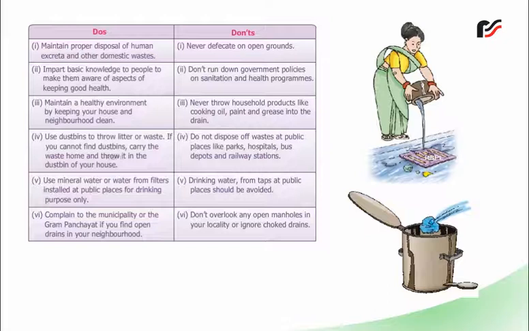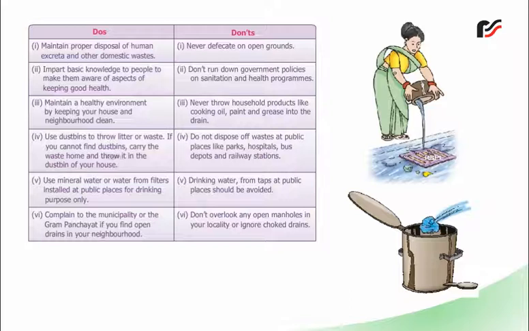Don'ts. 1. Never defecate on open grounds. 2. Impart basic knowledge to people to make them aware of aspects of keeping good health. 2. Don't run down government policies on sanitation and health programs. 3. Maintain a healthy environment by keeping your house and neighborhood clean. 3. Never throw household products like cooking oil, paint and grease into the drain. 4. Use dustbins to throw litter or waste. If you cannot find dustbins, carry the waste home and throw it in the dustbin of your house.